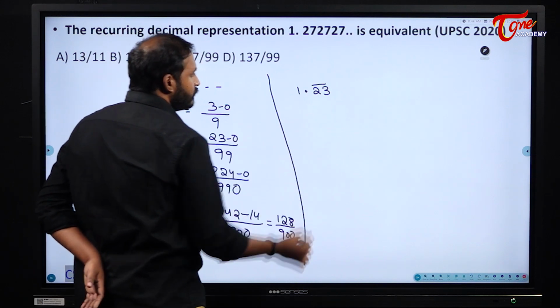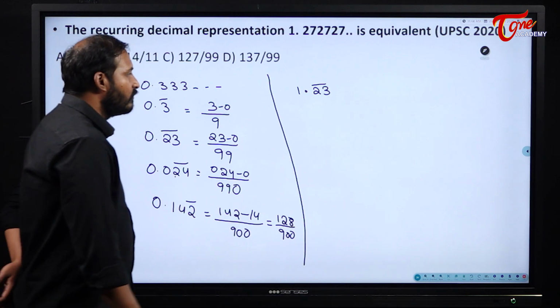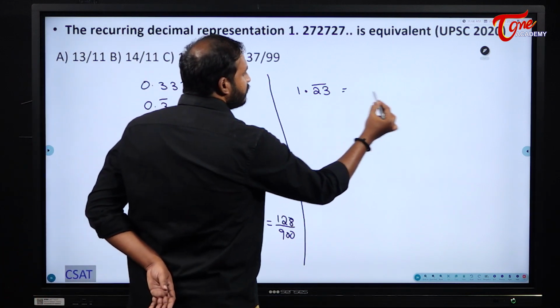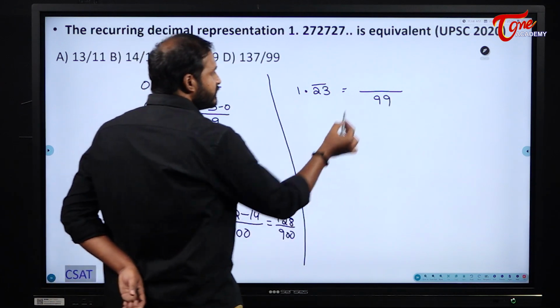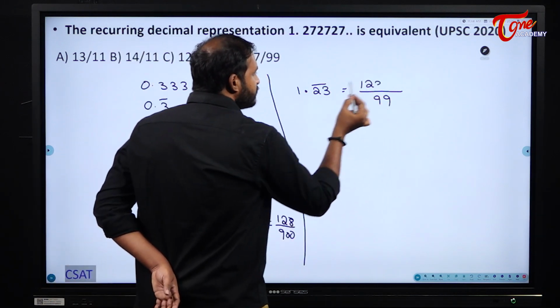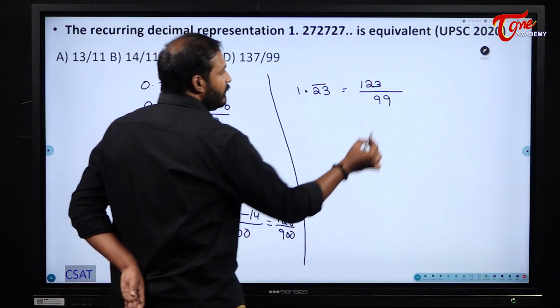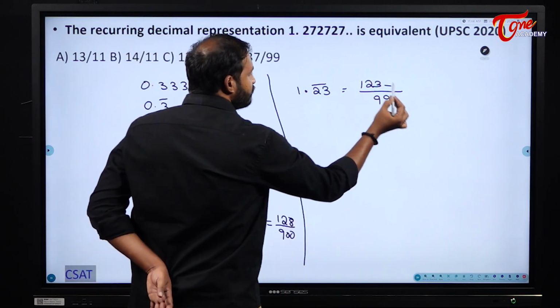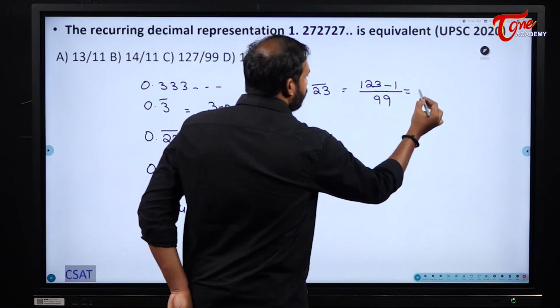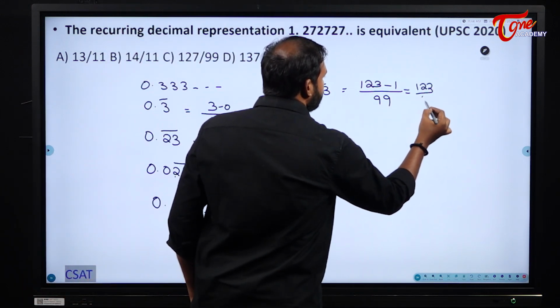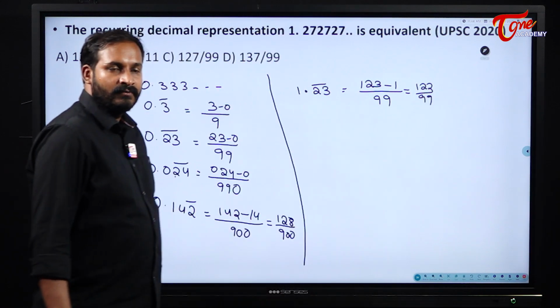Okay, now we will see one more example, 1.23 bar. Now what happens here, students? First of all, write the denominator. It will become 99. Why? Because 2 are repeating. Next, 123, without the decimal point, write the complete number, minus non-repeating, which is 1. So 123 minus 1 by 99, which in turn becomes 122 by 99.